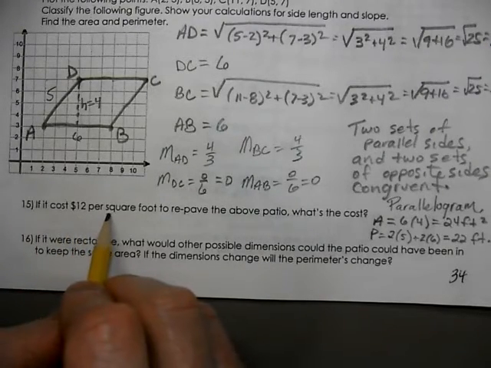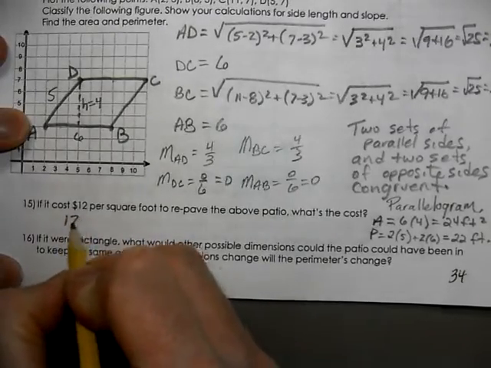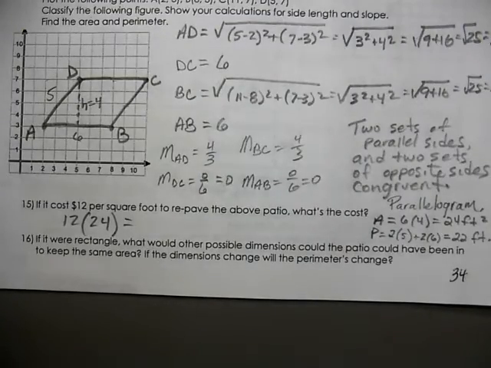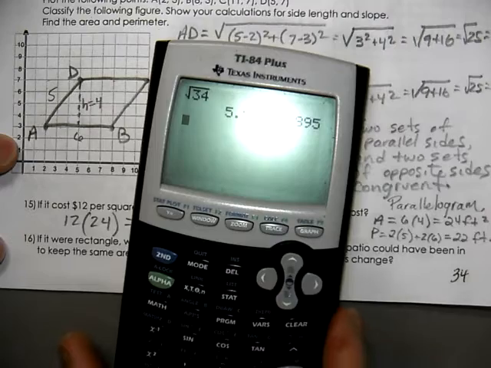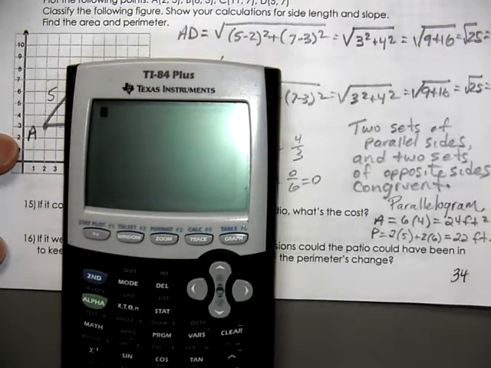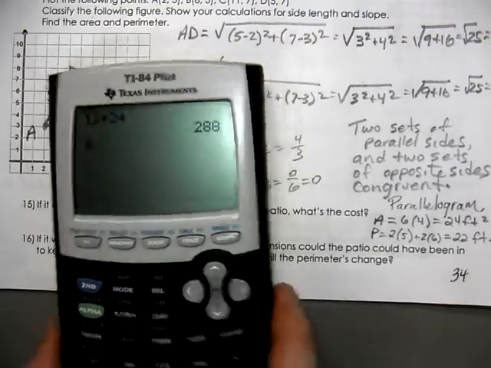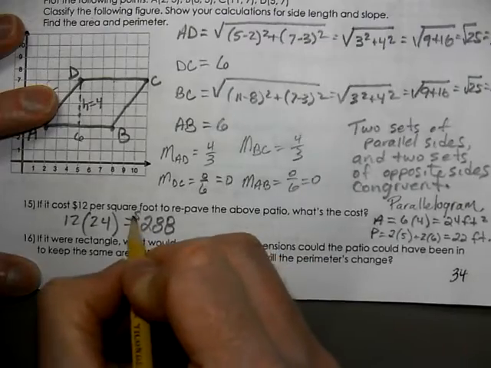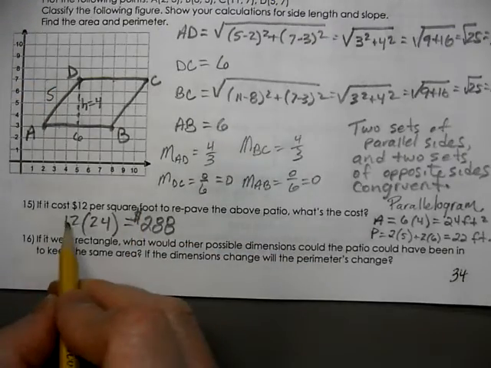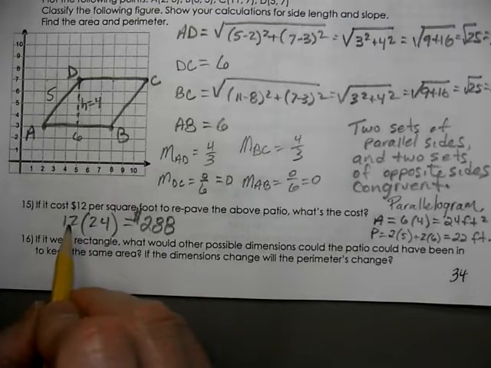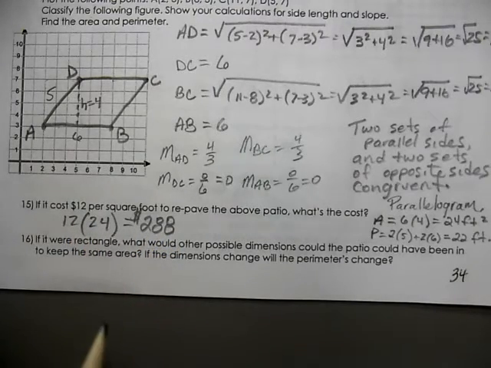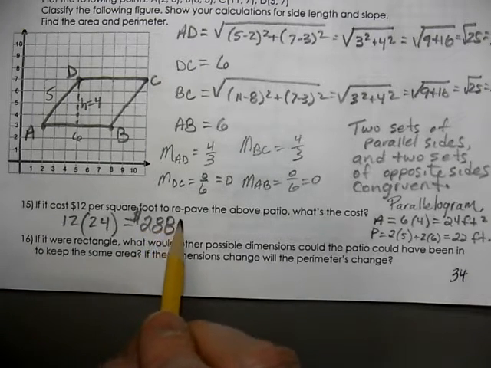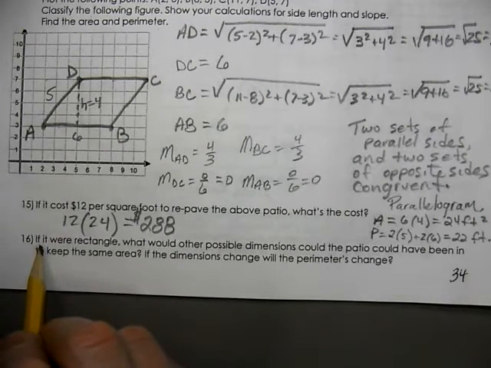So if it costs $12 per square foot, we're going to say $12 times 24. So 12 times 24 gives us 288. $12 times 24 feet gives you $288 per foot. Not per foot, I'm sorry. $288 total. Okay, last one.